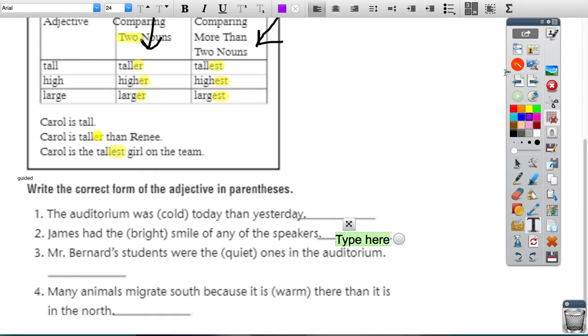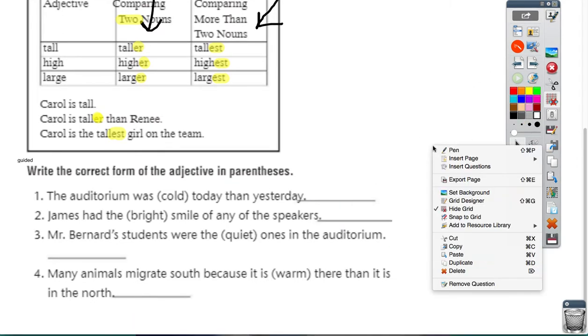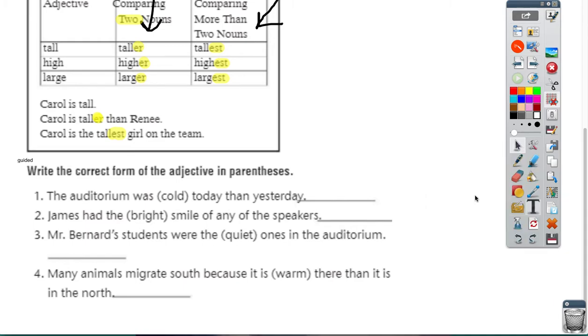Oh, where did it go? Where did it go? I wonder why. I guess I'll just write it. We'll go it this way. COLDER.